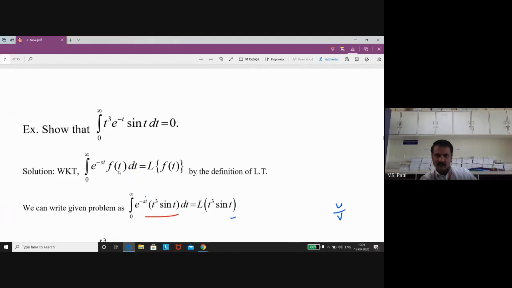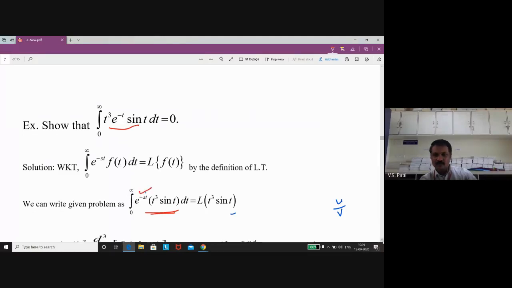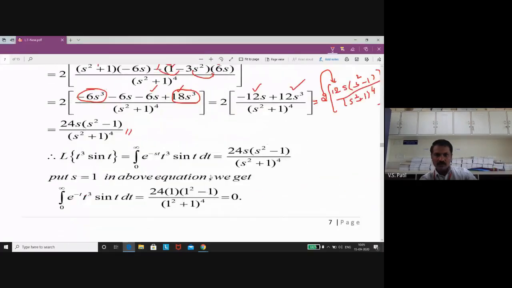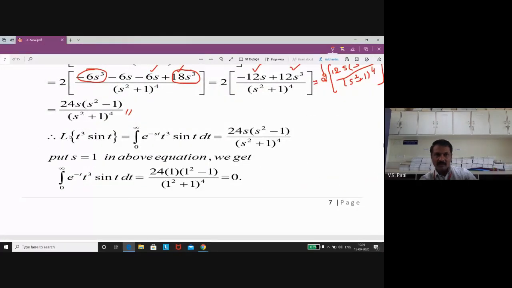You observe here, what is the difference between this and this? The only thing is t cube is there, here also t cube you have written, sin t is there, sin t is there, e raised to minus t is there, but here e raised to minus st is there, isn't it? So I will tell you. So what did you get here? This is the value of what? Laplace transform of t cube into sin t. That is, integration 0 to infinity e to the power minus st t cube sin t dt is equal to 24s into bracket s square minus 1 divided by s square plus 1 raised to 4, you got.